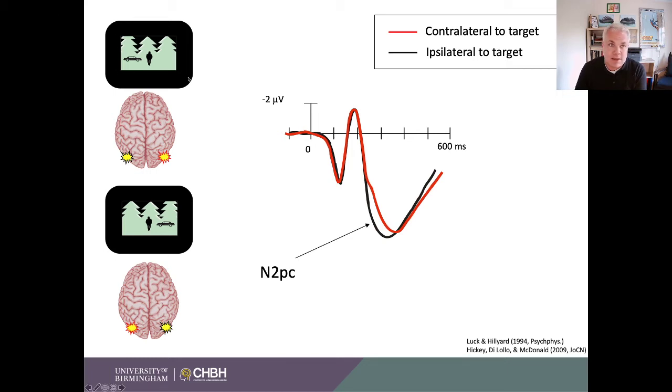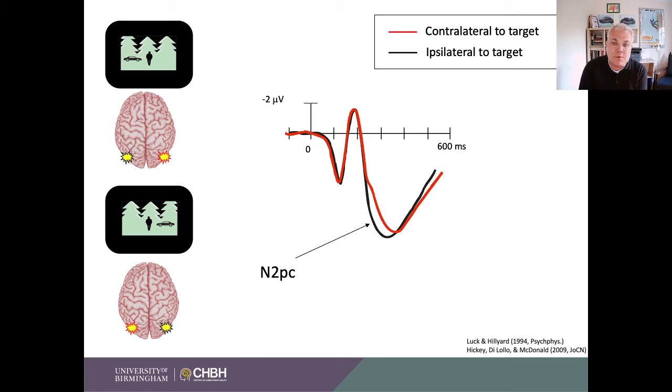So if participants see a scene like this one and they're looking for cars, if they attend to that car, something happens contralaterally in the brain that does not happen ipsilaterally. In fact, that emerges at around 200 to 300 milliseconds. We get a contralateral negativity. And this contralateral negativity is a really nice index of the deployment of spatial attention, of the derivation of information about objects in the visual environment.